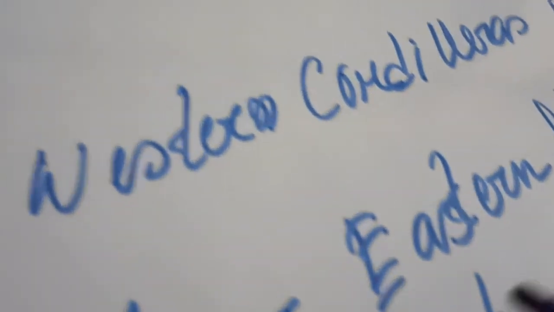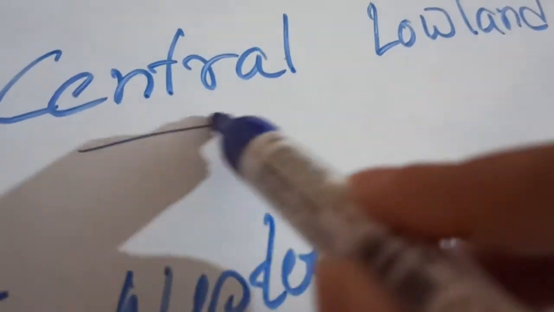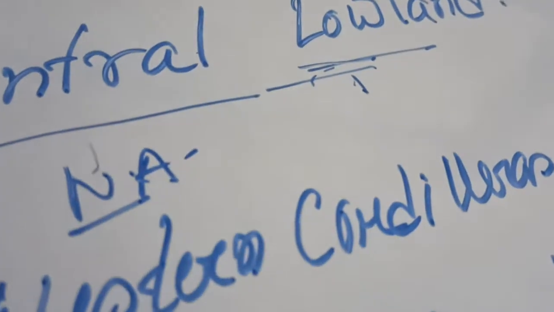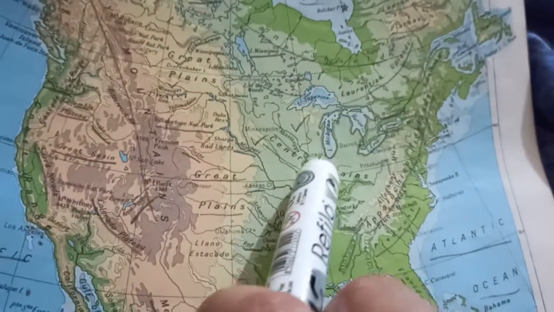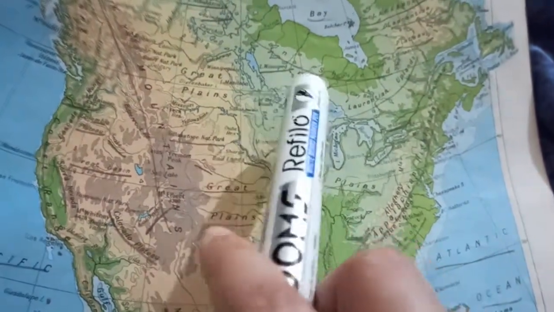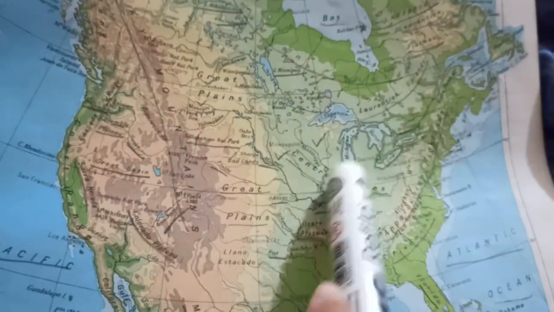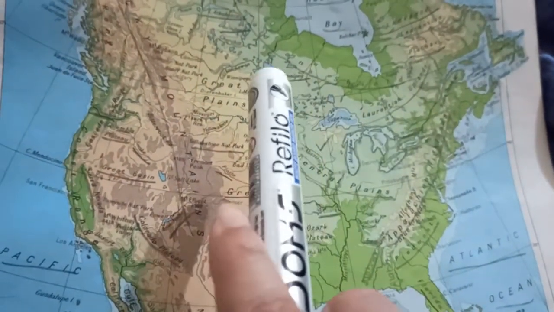in the east. From this name you can understand that this particular landform is present in the central part of North America, and the elevation of this physiographic division is very low. That is why we are calling it the lowland. So you can see the central lowland plains is present in this central portion of this region.